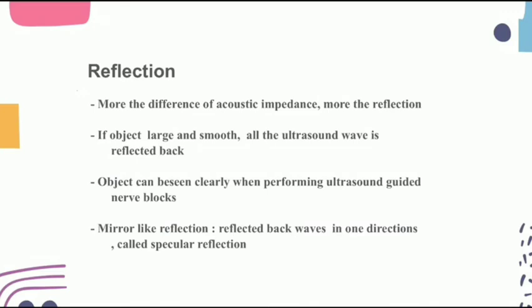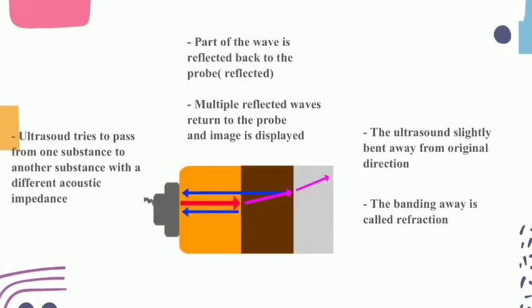If an object is large and smooth like a nerve-blocking needle, all the ultrasound wave is reflected back. This is very useful since it helps us to clearly see needles when performing ultrasound-guided nerve blocks. This mirror-like reflection, when the waves are reflected back mostly in one direction, is officially called specular reflection.